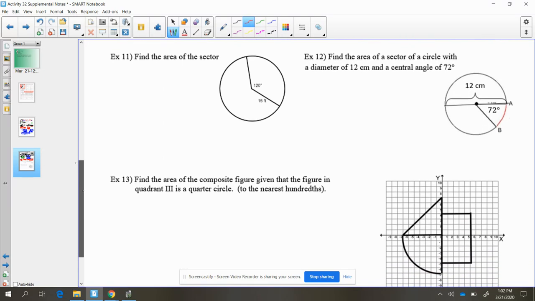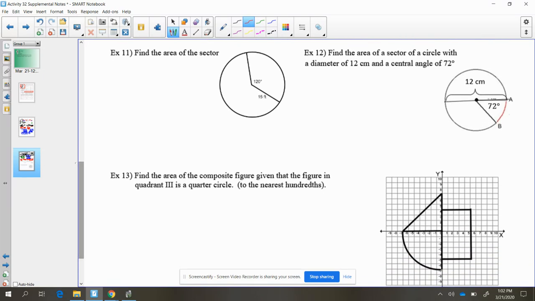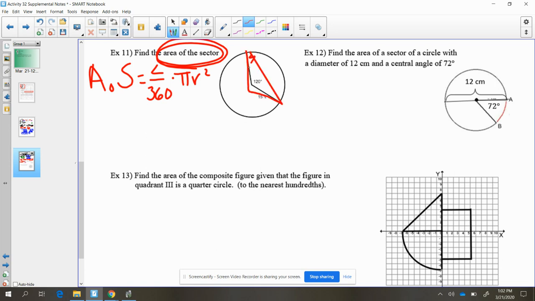Last couple examples then down here. We have the area of the sector. Okay, so again, area of the sector we talked about on the last page is the angle measure divided by 360 times the area, right? It's the fraction of the overall area. So we're only looking for the area of this piece right here.